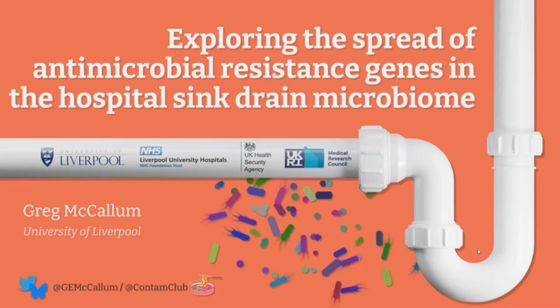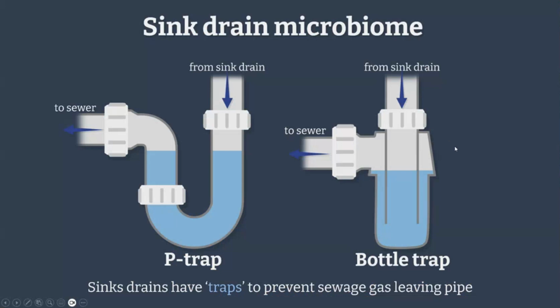I'm Greg. I'm a postdoc at the University of Liverpool, and my research focuses on exploring the spread of antimicrobial resistance genes in the hospital sink drain microbiome. So when I talk about the hospital sink drain microbiome, I primarily mean the community that lives inside sink traps. Underneath sinks, you'll have seen in the pipework, you either get these P traps or bottle traps, and they're basically just reservoirs of water that prevent odour coming up from the sewer. When gases come up from the sewer, it stops it coming up through the drain.